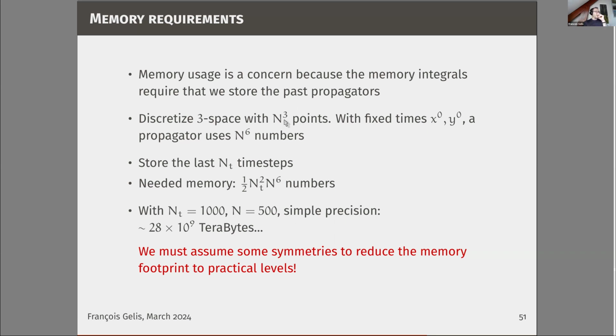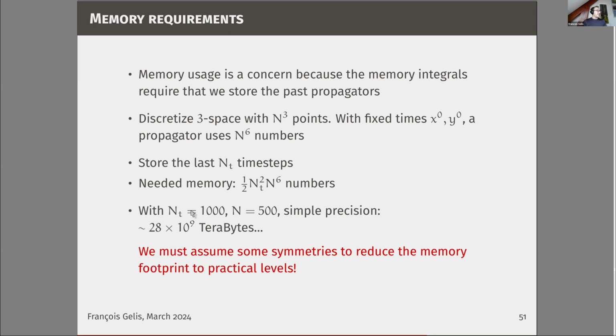Suppose we discretize three-dimensional space on a grid that has n cubed points, so n points in every spatial direction. So with fixed times x0 and y0, a propagator will use n to the 6 numbers, because you have the position for x and the position for y. Now, of course, we're not going to store all the full history of the system, but let's say we store the last n sub t time steps. So now the memory you need will be n to the 6 times 1/2 of nt squared, 1/2 because the propagators have a symmetry, so you need to store them only when y0 is smaller than x0.